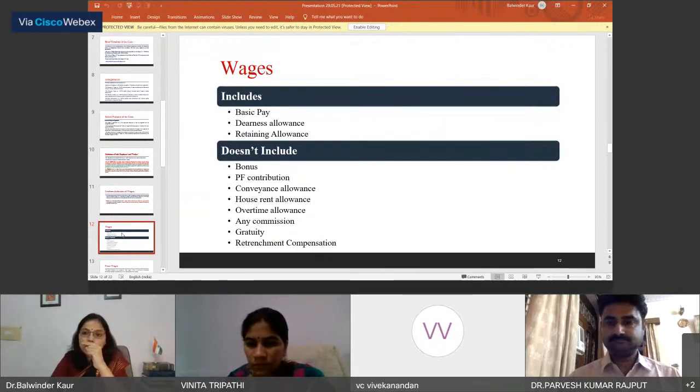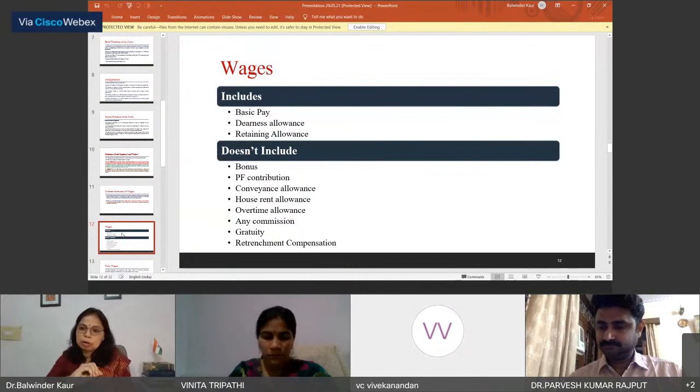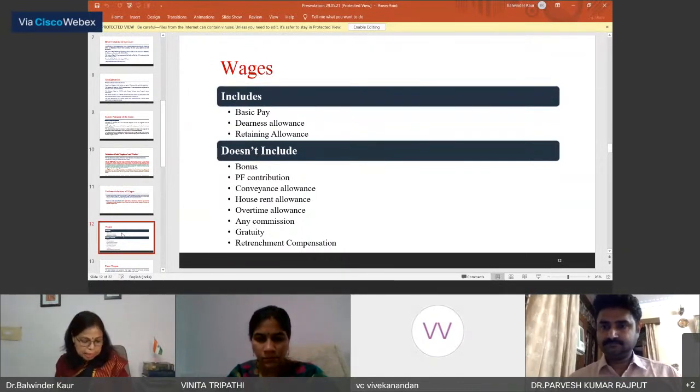So now, when we go through the definition of wages, it is important to know what would be included under the definition of wages and what would be excluded from it. I'll compare this definition with the definition in the previous legislation, and then I'll come to the definition of wages under the Code on Wages 2019.